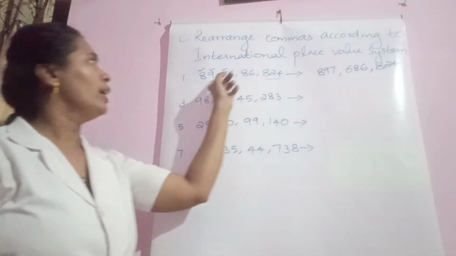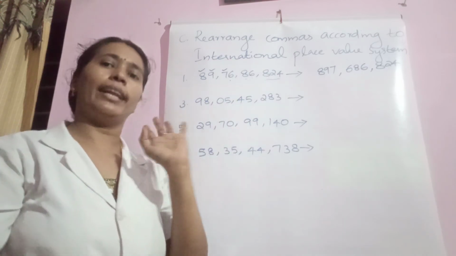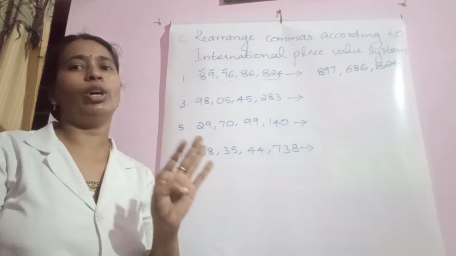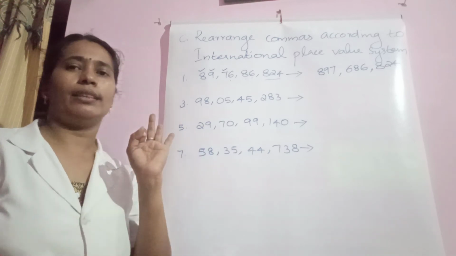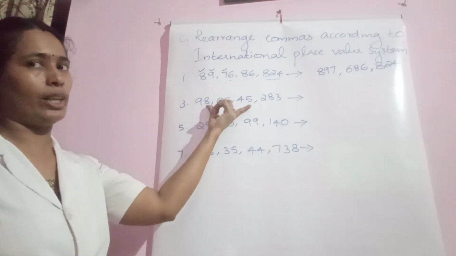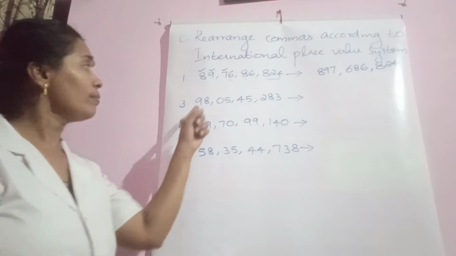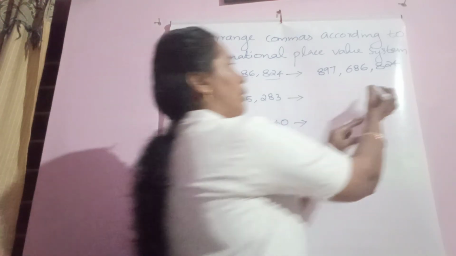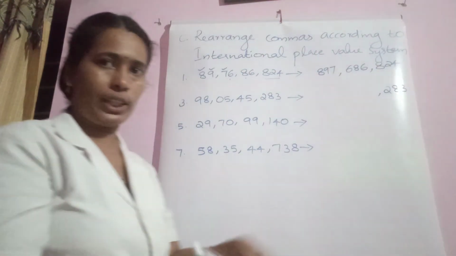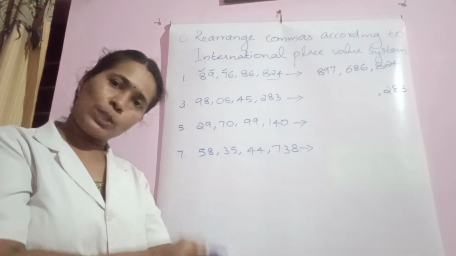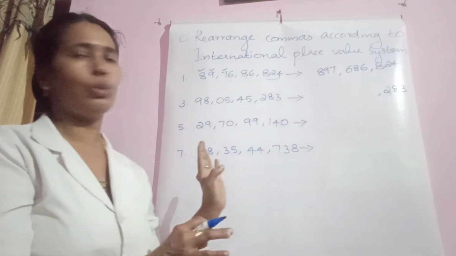We have to rearrange commas according to which system? International system. The international system is very easy because there are only 3 periods, and each period has 3 digits. Finish. Similarly, the second question. Actually, the second, fourth, sixth and eighth ones are homework. The third one: the first period has no change, 283, because in both systems of numeration the first period is one period and it consists of 3 digits. So no problem arises, 283 is correct.